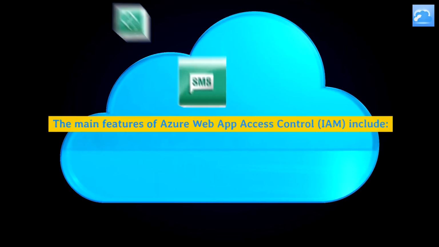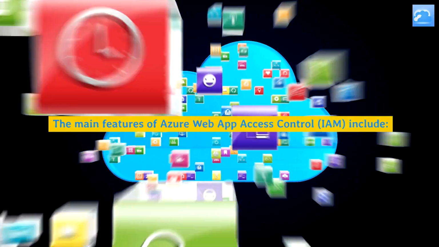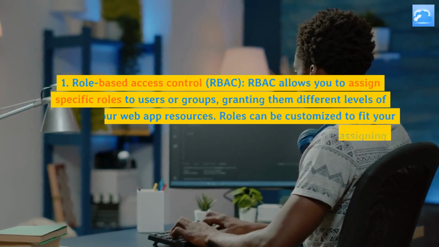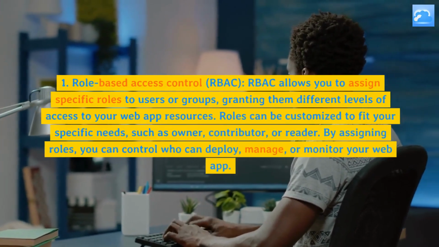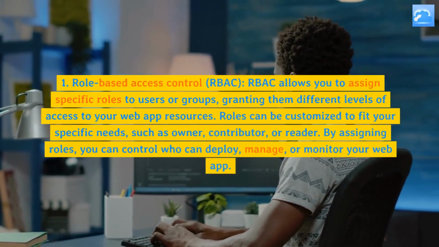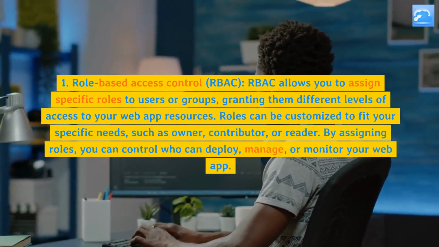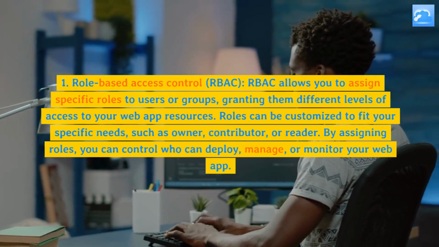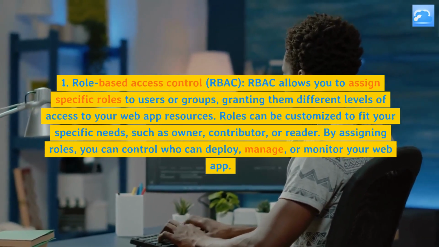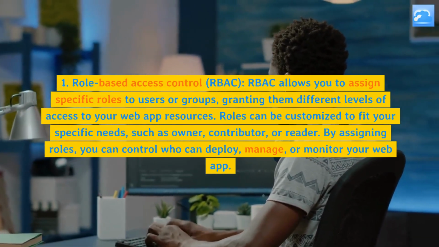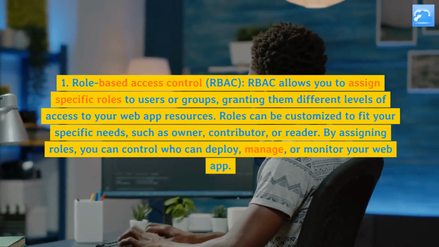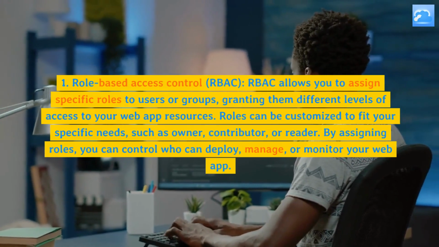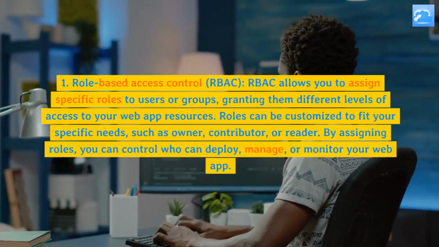The main features of Azure Web App Access Control, IAM, include: 1. Role-Based Access Control, RBAC. RBAC allows you to assign specific roles to users or groups, granting them different levels of access to your web app resources. Roles can be customized to fit your specific needs, such as owner, contributor, or reader. By assigning roles, you can control who can deploy, manage, or monitor your web app.